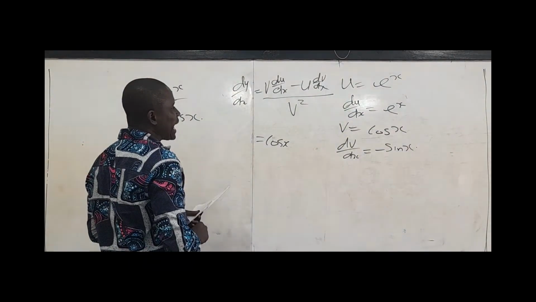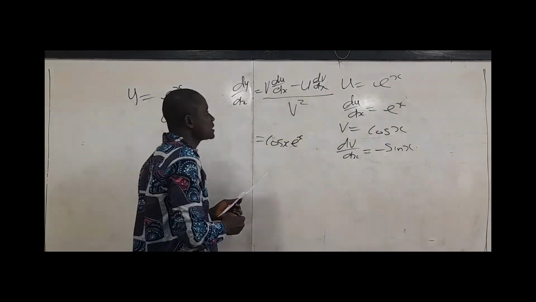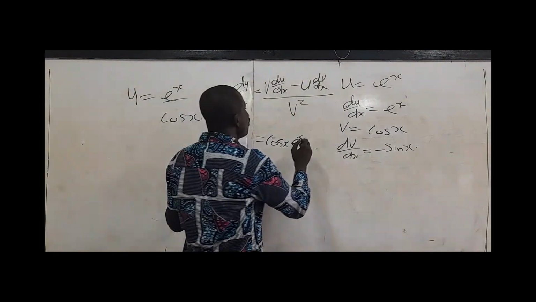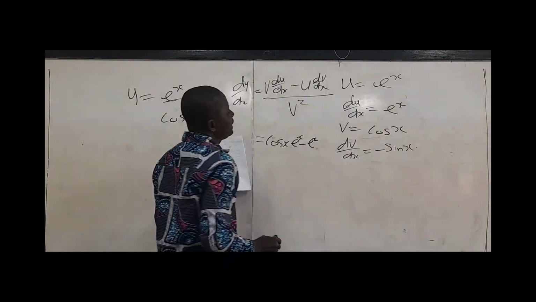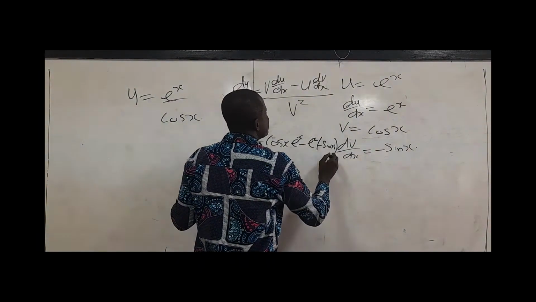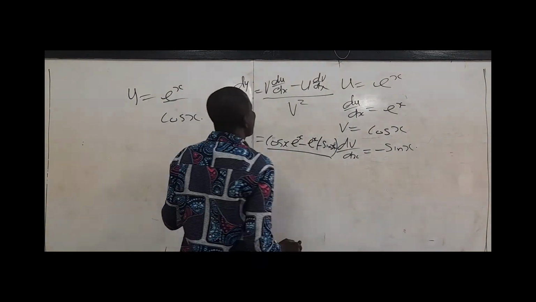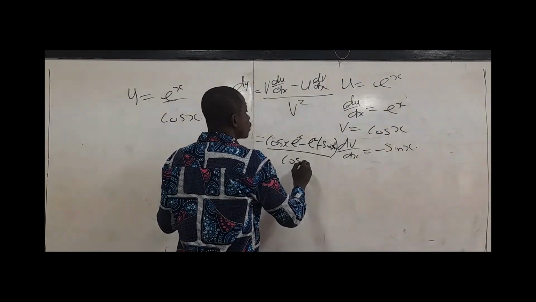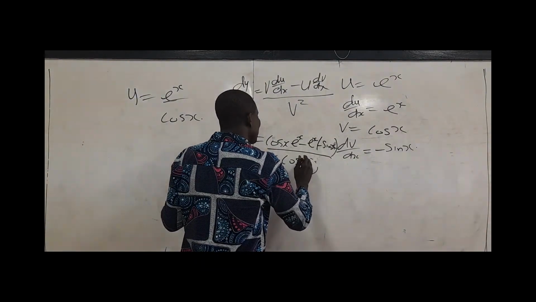Then the du/dx. Where is the du/dx? It is e^x. Right? Minus u. Where is u? The u is the e^x. Then the dv/dx is what? Negative sin x. Negative sin what? x. All over v squared. And where is the v? The v is cos x squared. So it means it's going to be like this.